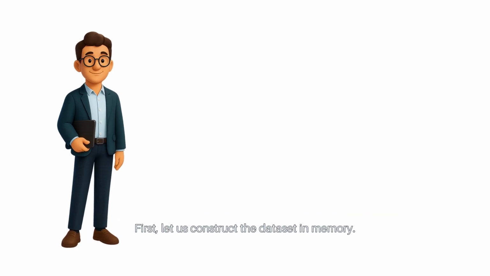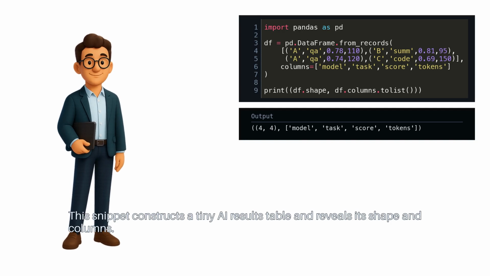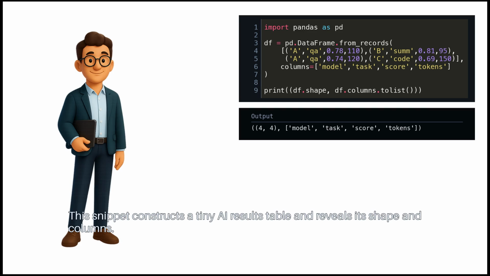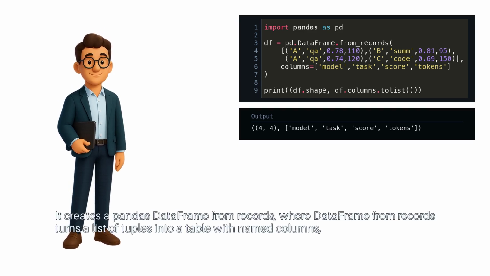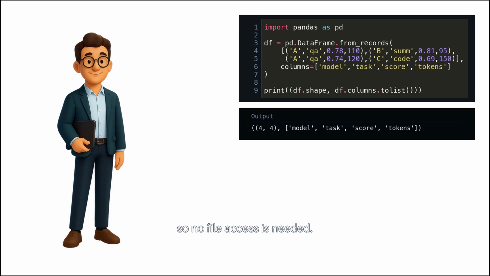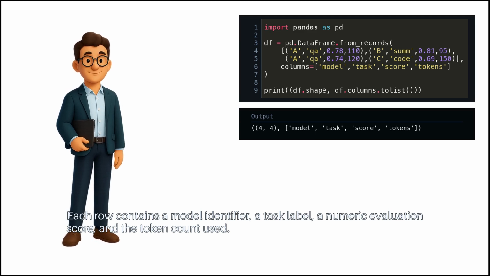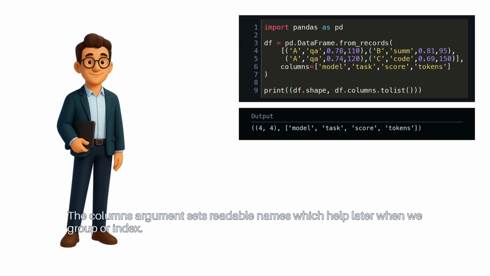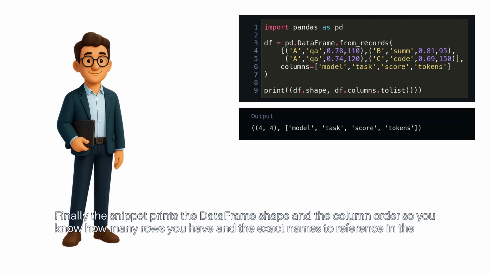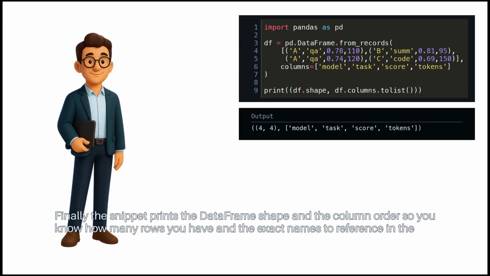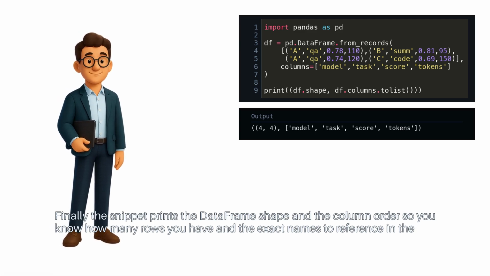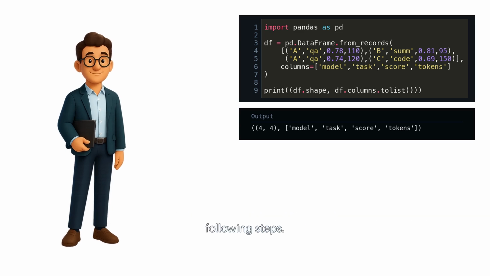First, let us construct the dataset in memory. This snippet constructs a tiny AI results table and reveals its shape and columns. It creates a pandas DataFrame from records, where DataFrame from records turns a list of tuples into a table with named columns. So no file access is needed. Each row contains a model identifier, a task label, a numeric evaluation score, and the token count used. The columns argument sets readable names which help later when we group or index. Finally, the snippet prints the DataFrame shape and the column order so you know how many rows you have and the exact names to reference in the following steps.